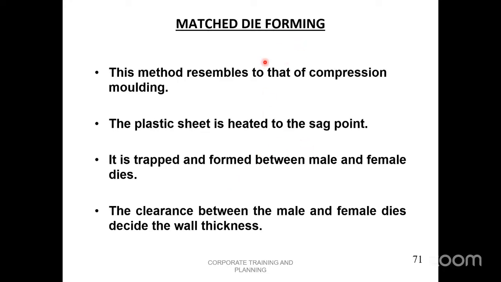Then match die molding. This is a match die molding, friend. This method resembles that of compression molding. It is just like compression molding. The plastic sheet is heated to the sag point. Sag means a pliable point. It is trapped and formed between the male and female dies. See here, both male and female dies are used.